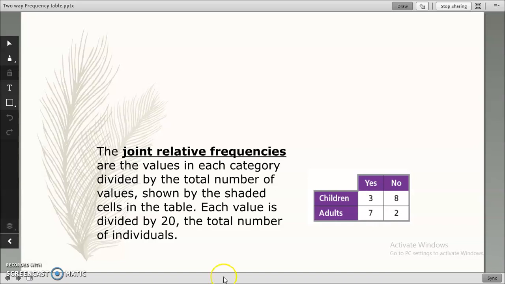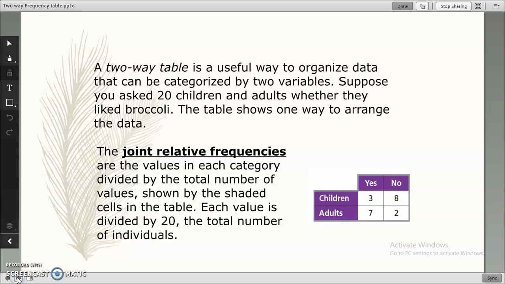Each value is divided. So for example over here, the total amount of 7 plus 3 is 10, 8 plus 2 is 10, so the total amount is 20. So the joint relative frequencies would be to divide each of these numbers by 20. A two-way table is useful to organize data that can be categorized by two variables.